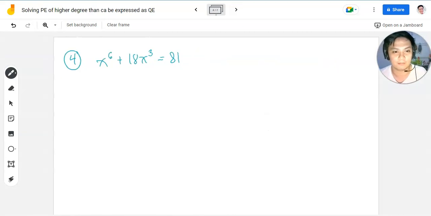Let's have our next example. And x raised to 6 plus 18x cubed equals 81. So, yung 6 is twice 3. Ibig sabihin yung x cubed, square mo yon, magiging x raised to 6.